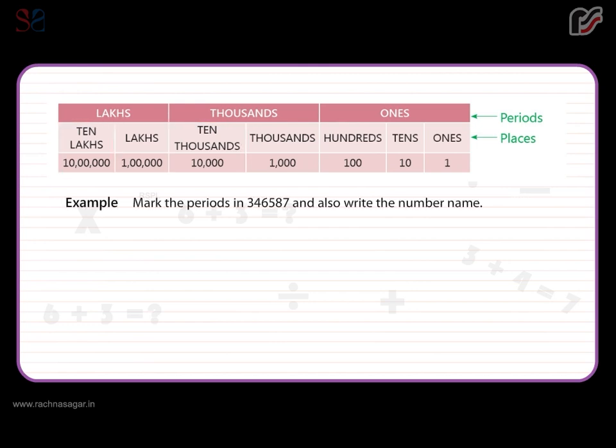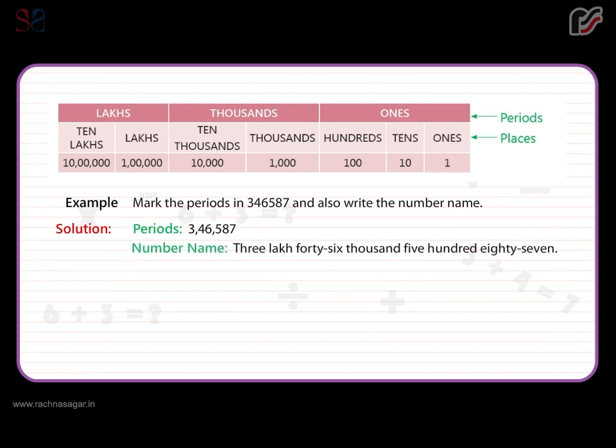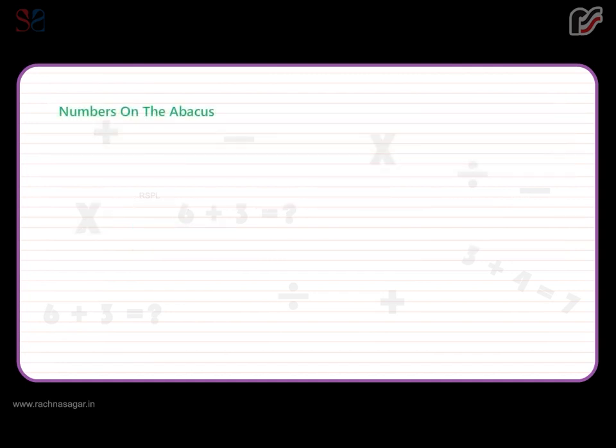Example: mark the periods in 3,46,587 and also write the number name. Solution: periods 3,46,587. Number name 3,46,587. Numbers on the abacus. Example: read the numerals and their number names shown on the abacus.